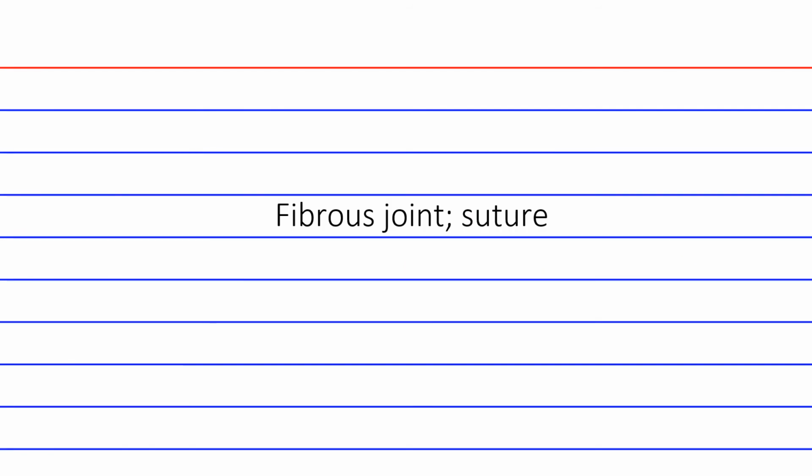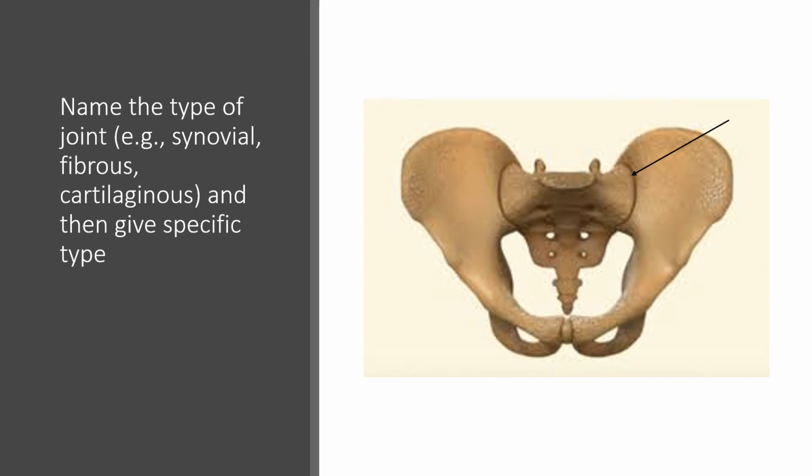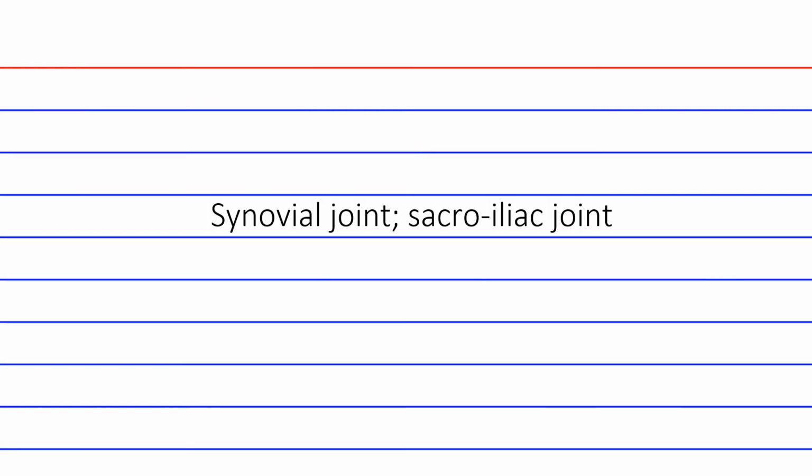The answer is a fibrous joint, and it was specifically a suture. Once again, name the type of joint and then give the specific type. The answer was the synovial joint, and specifically the sacro-iliac joint.